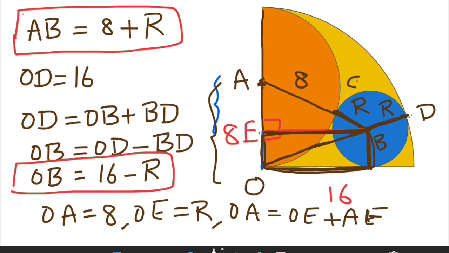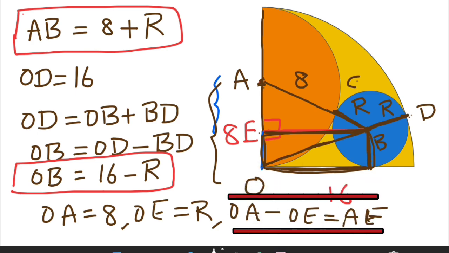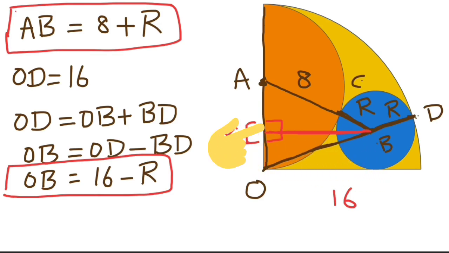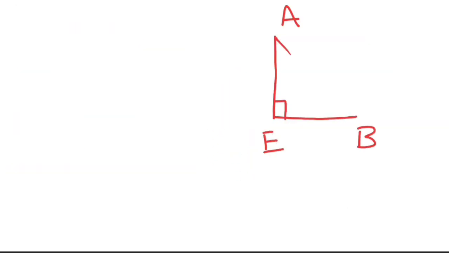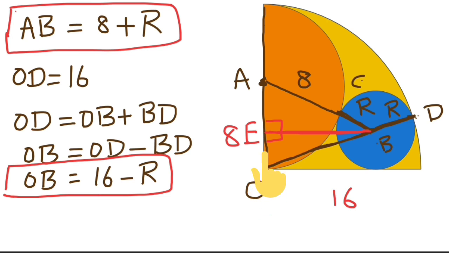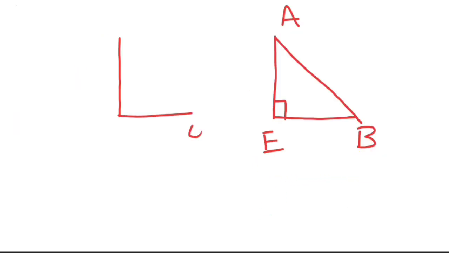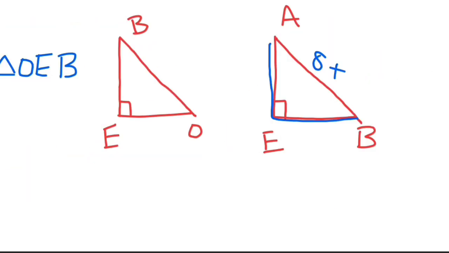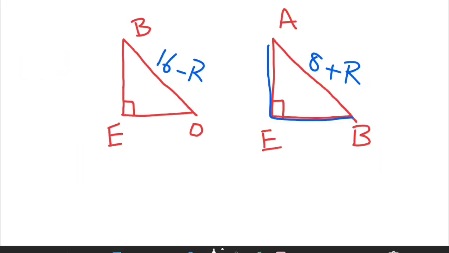And OE minus OE is nothing but AE, right? So OA is 8 units, just write 8. And OE is r. So AE is nothing but 8 minus r. So we formed two triangles. One is BEA. Another triangle is OEB. And we know that AB length is 8 plus r. OB length is 16 minus r. So this distance is 8 minus r.